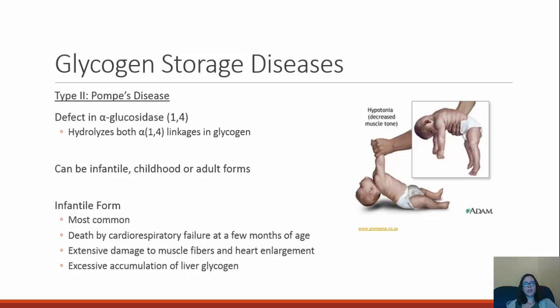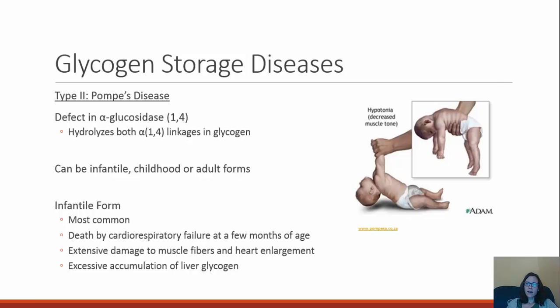This can occur in an infantile, childhood, or adult form. The infantile form is the most common and most severe form, and usually results in death by cardiorespiratory failure. It results in extensive damage to muscle fibers and an enlargement of the heart muscle because the body isn't able to break down glycogen molecules, and also results in excessive accumulation of liver glycogen.